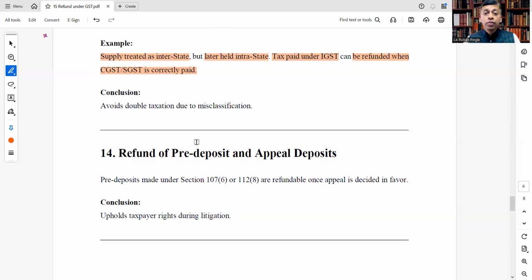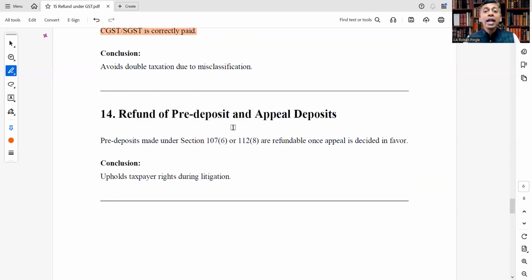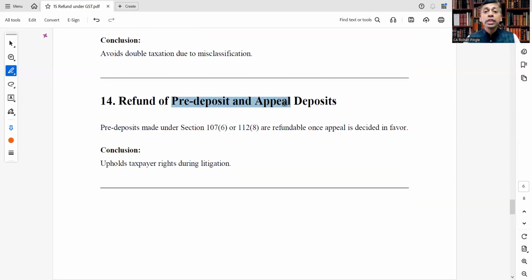Next, refund of pre-deposit and appeal deposits. Pre-deposits made under section 107 subsection 6 or 112 subsection 8 are refundable once the appeal is decided in favor of the assessee. So the conclusion is it upholds taxpayer rights during litigation. The pre-deposit and appeal deposit can be refunded only once the appeal is decided in favor of the assessee.